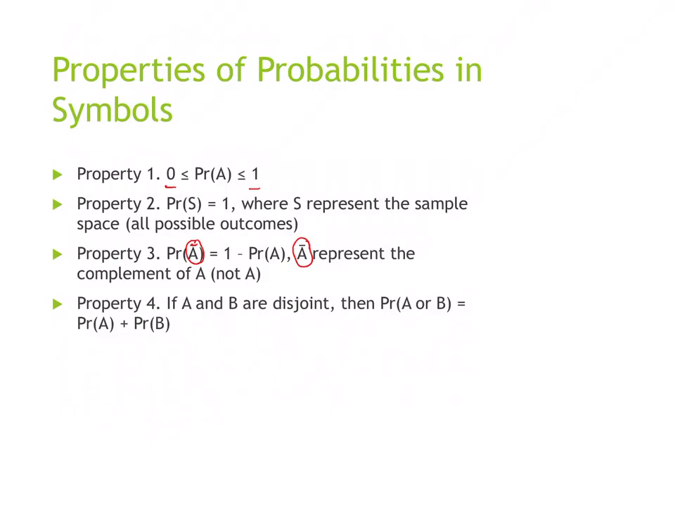Property 4. If A and B are disjoint, then the probability of A or B equals the probability of A plus the probability of B. Disjoint here is meaning that they are separate, that you cannot be in one or the other. They're disjointed.